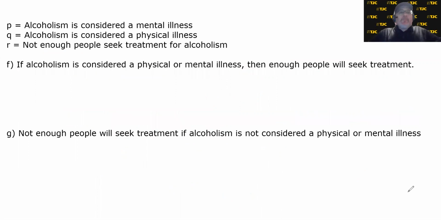Two more. Same simple statements up top. F: if alcoholism is considered a physical or mental illness, then enough people will seek treatment. Where is the connective? It's sort of a trick question, because to ask you where is the connective is misleading, because that implies that there's only one when there's not, because there's actually two connectives.